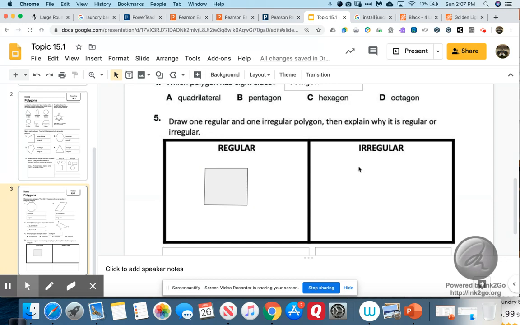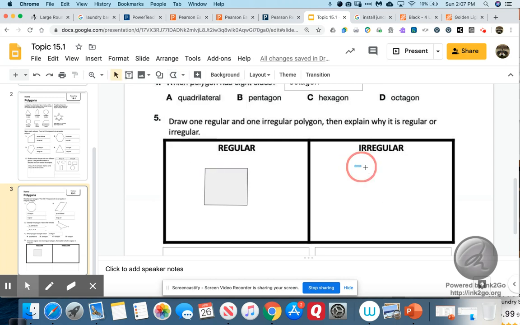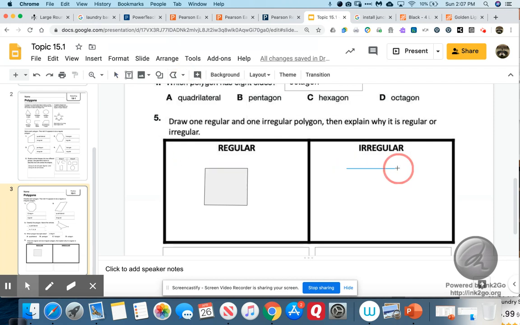And then I'm going to draw something irregular. Again, I'm going to go back up here to my polyline. And I'm going to draw something. Oh, I think I unselected it, but make sure it's polyline. So 1, 2, 3, 4. Again, it doesn't have to be exact. Okay, so there's my 2 shapes.